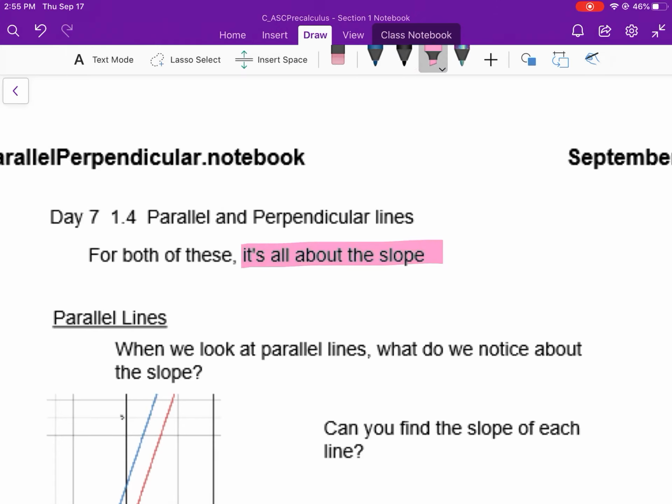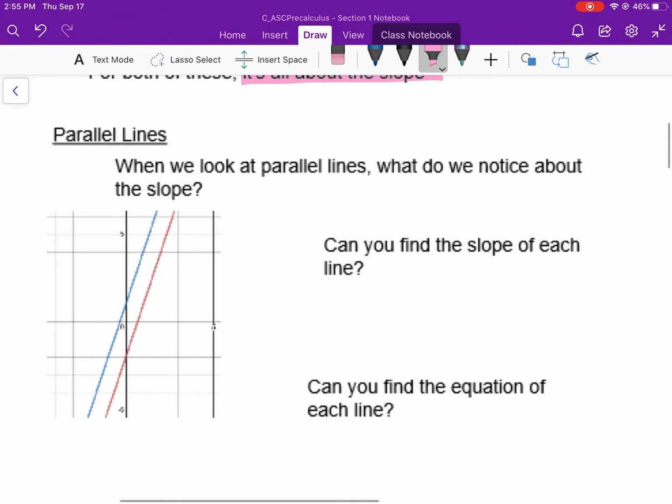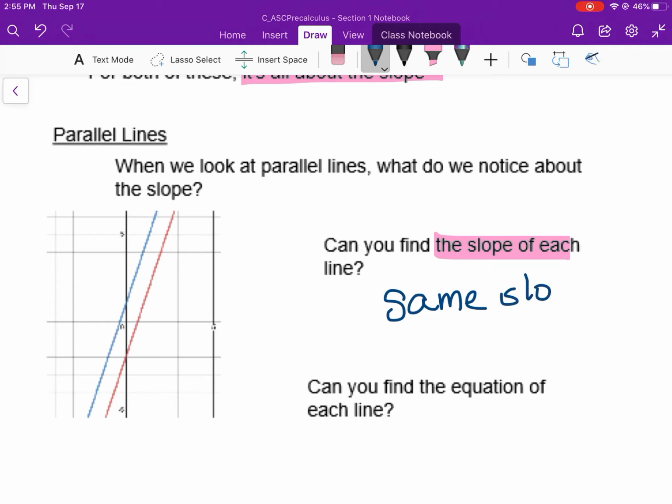It's about the slope. So when we do parallel lines, what do we notice about the slope? And I'm sorry all the boxes don't show up. I don't understand that, but whatever. What do you notice about the slope? And you say, oh, they have the same slope. So that's important. And then can we find the equations of the lines?